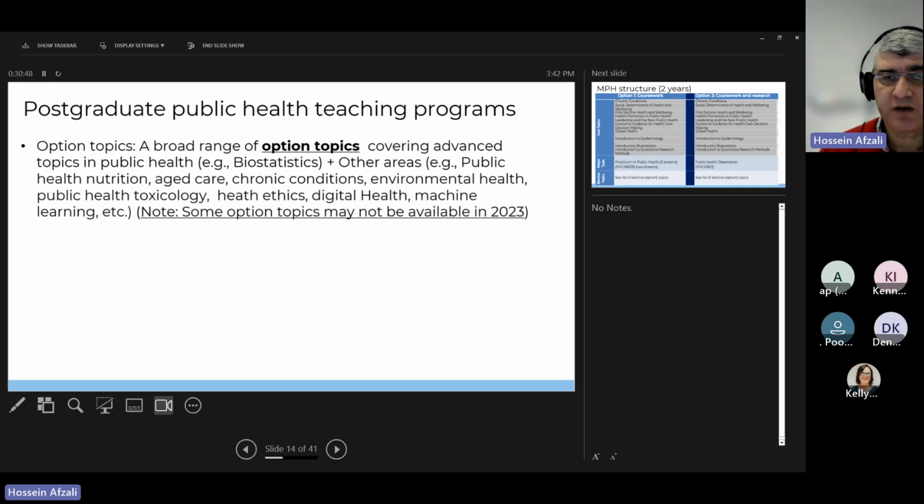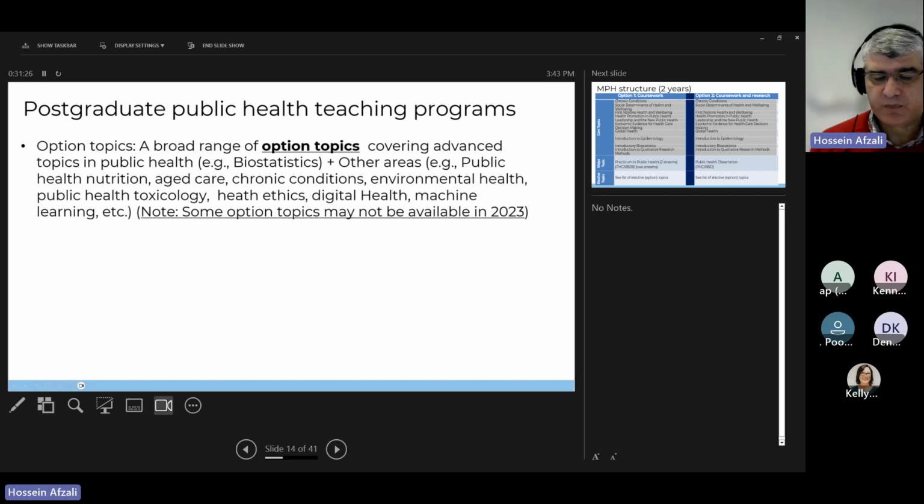And then we have a range of, as I mentioned before, elective or option topics. And these are some examples. In terms of chronic condition, some students might be interested in chronic condition management or nutrition, public health nutrition, aged care, environmental health, public health toxicology. Health ethics is a very popular option topic for MPH students. And then we recently developed a new, important topic, which is digital health.